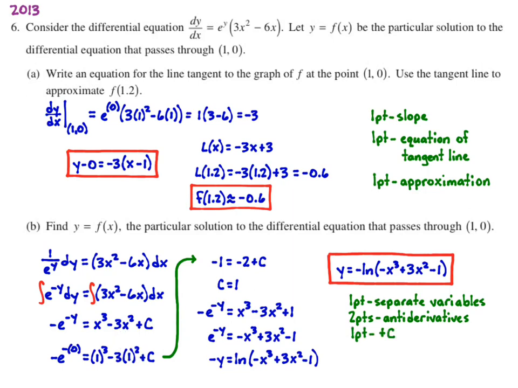And then you get 1 point for having plus c, okay? And then you get 1 point for figuring out what c is. So c is 1 here, that's that point. And then 1 point for your final answer. I don't know why I have that there twice, but 1 point for your final answer.